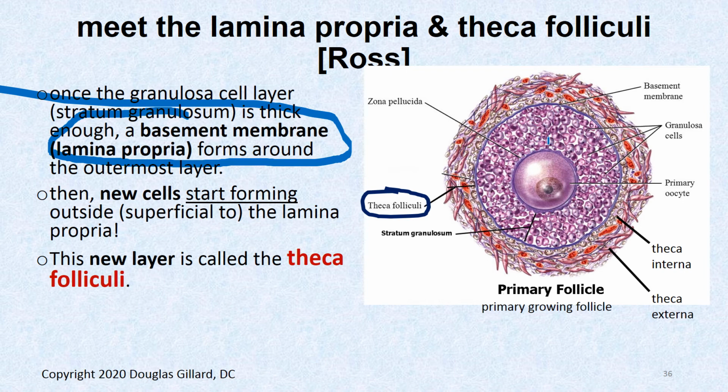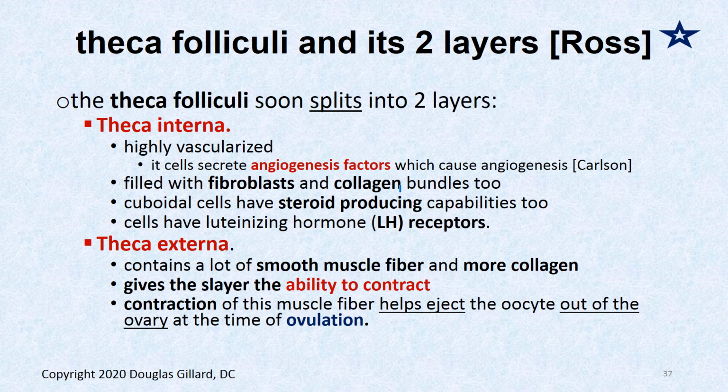These granulosa cells have formed inside the basement membrane, but now we're going to have some cells start popping up outside the basement membrane, out toward the periphery. And this new layer of cells has a new name. It's called the theca folliculi. Theca folliculi. Make sure you know that. There it is right there. Theca folliculi consists of 2 layers.